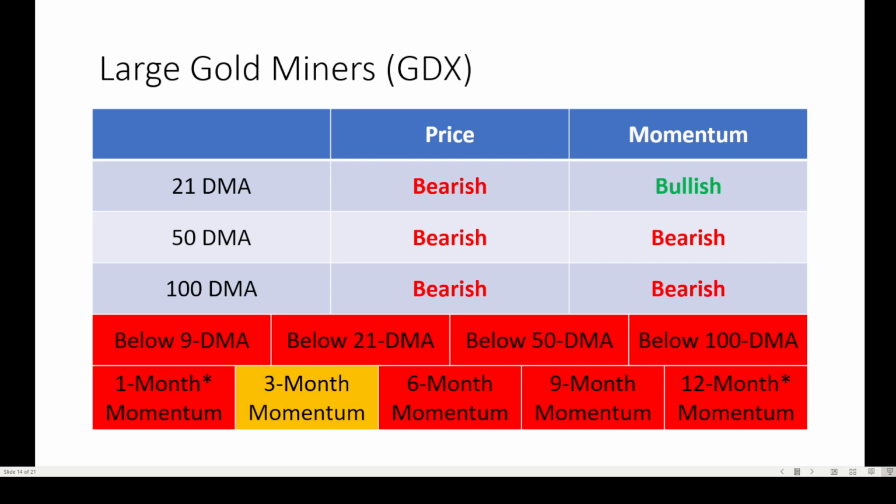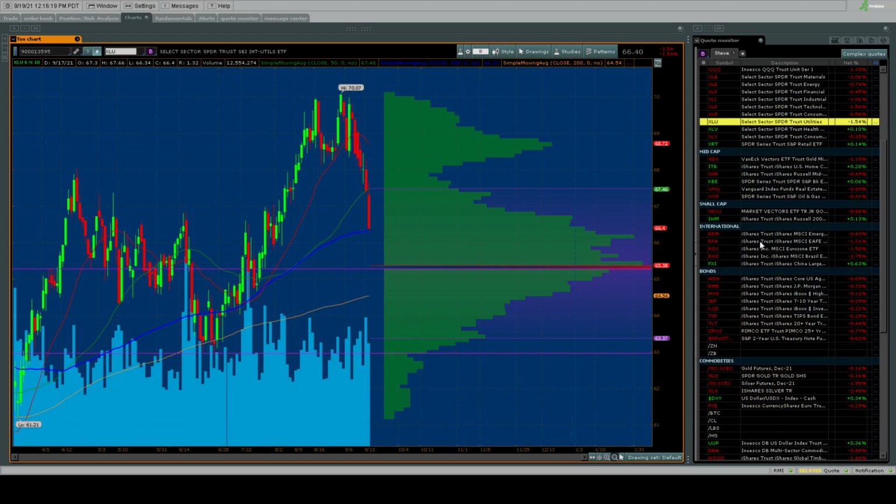How about gold miners? We've been bearish on gold miners for a long time as they put in a mega topping pattern, and price still bearish, momentum bearish, except for the 21-day moving average, which is still showing some increases, below all the key moving averages. 1 month momentum now turning negative and falling. 12-month momentum negative also and falling, and just what is looking like a really ugly chart.